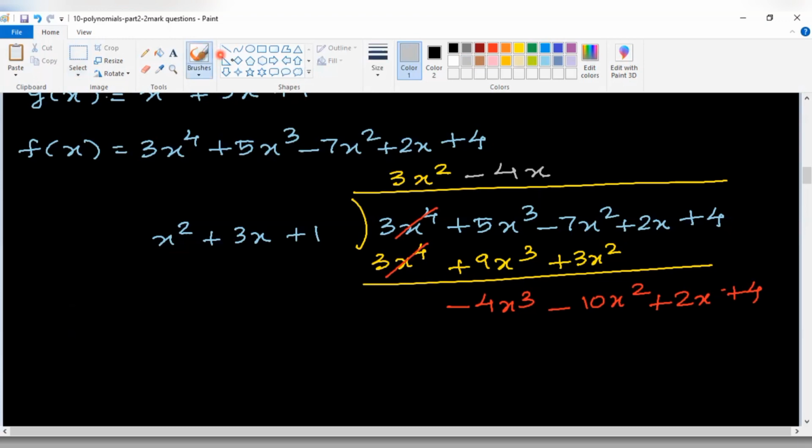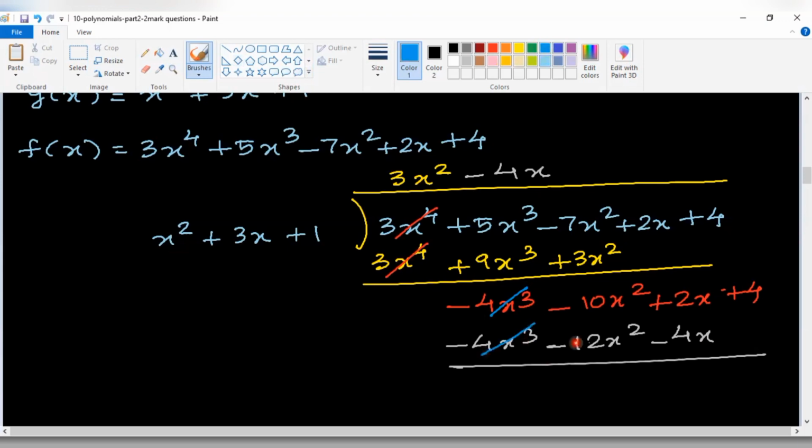Now next we have to do multiplication. Minus 4x into x square, minus 4x cube. Minus 4x into 3x, that is minus 12x square. Minus 4x into 1, that is minus 4x. Now, next is subtraction. Minus 4x cube minus minus 4x cube got cancelled. Next is minus 10x square minus minus 12x square.